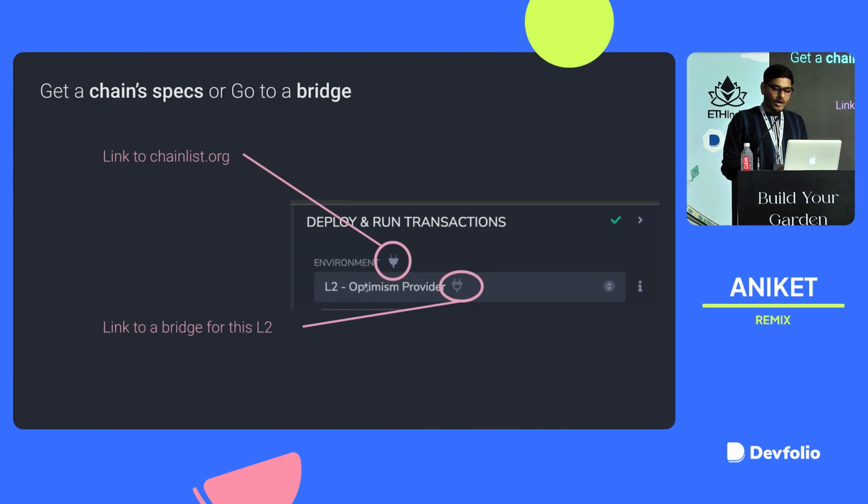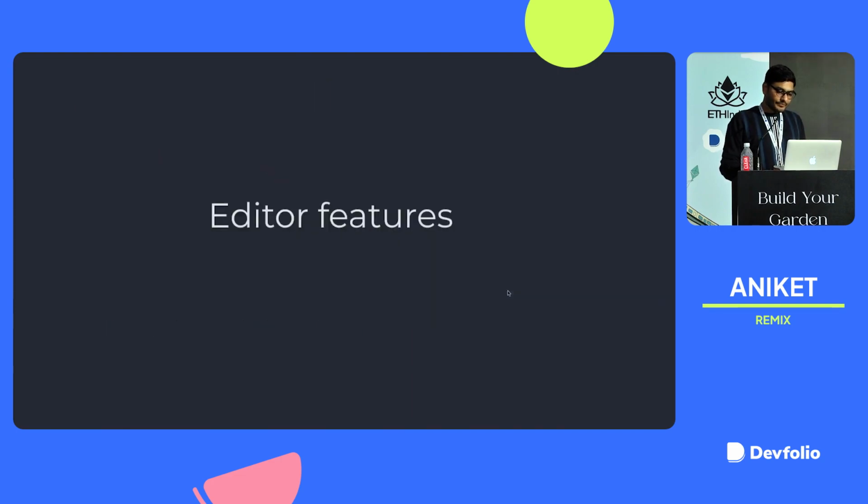Okay, so Remix also provides some L2 providers. You can use the Optimism provider or the Arbitrum provider, or if you want to use any custom network, you can just click on this plug icon. It will take you to the chainlist.org website where you can add the other network, and you can just connect with them using the Remix IDE.